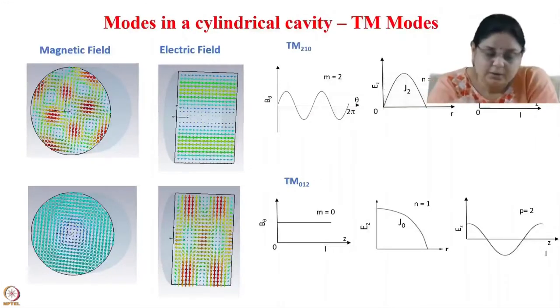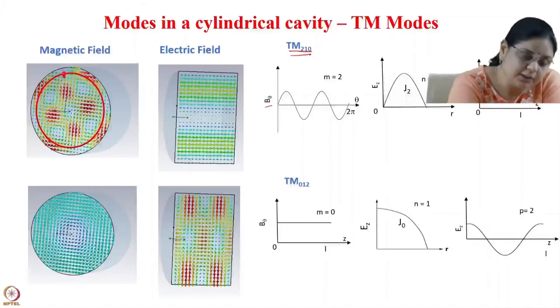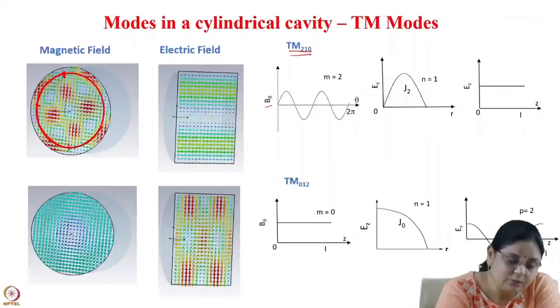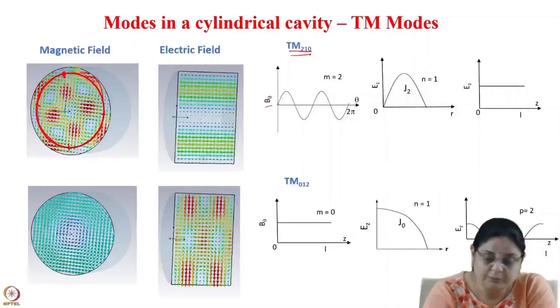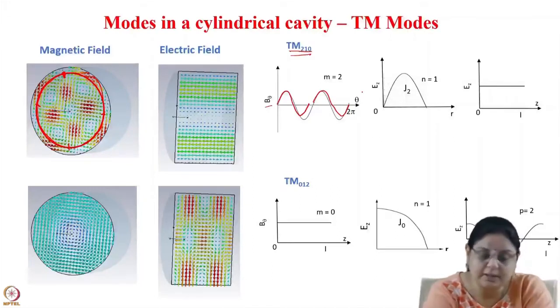Now similarly, if you have a TM210 mode, so now M is equal to 2 here. So you have 2 full period variations of the field in the theta direction. So you see this is the theta direction. So we can start from here. If you plot B theta, this corresponds to 0 value of B theta. So here the field is all radial. And then it goes to a maximum here, again 0 here, again goes to a maximum in the opposite direction and goes to 0 here. Then again changes sign and goes to a maximum here and then 0 here. And then again another maximum and finally to a 0. So you have 2 full period variations of the field in the theta direction for a fixed R and Z.